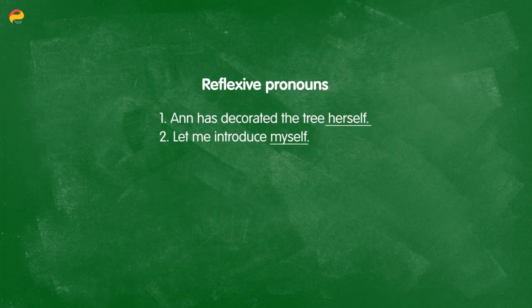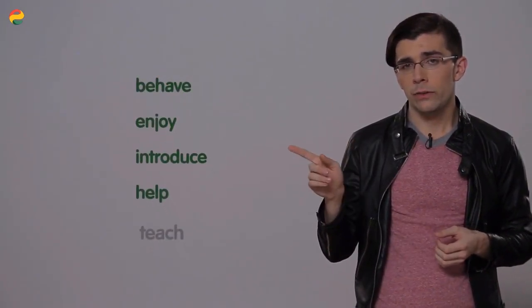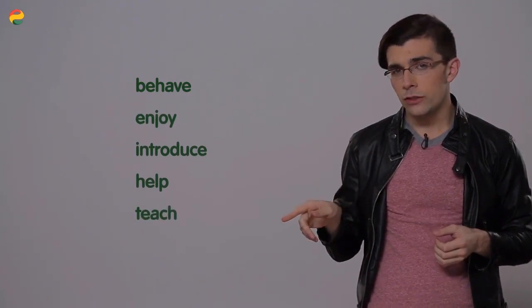Now, our next step are the reflexive pronouns, and these show that the subject of the sentence and the object of the sentence are the same. For example, Anne has decorated the tree herself. Or, let me introduce myself. There are also some verbs after which we use reflexive pronouns. For example, behave, enjoy, introduce, help, and teach.